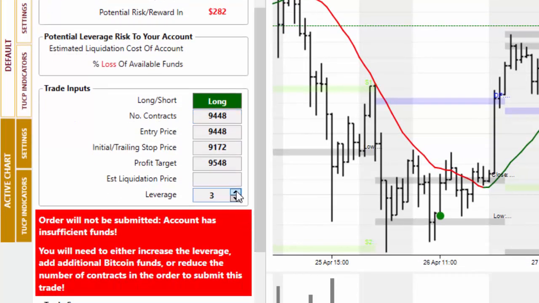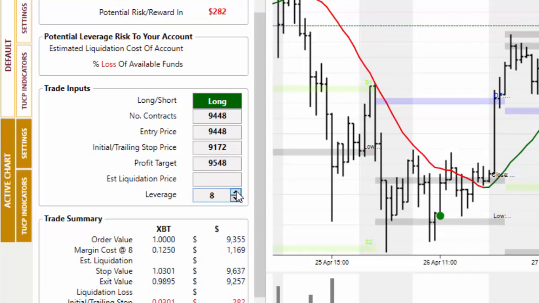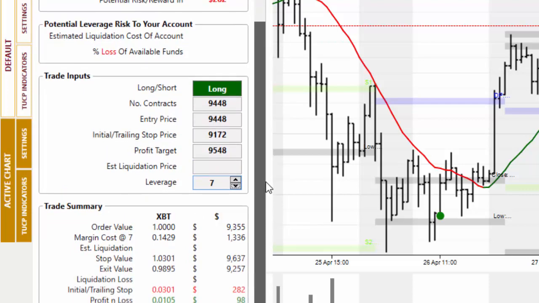So if I say that I wanted to trade 10 times or 7 times leverage, it would actually allow me to do this. I don't need to go any further than that. So I could do the trade on a full Bitcoin here by using 7 times the leverage. Again, this is just an example to show you how the calculator works.